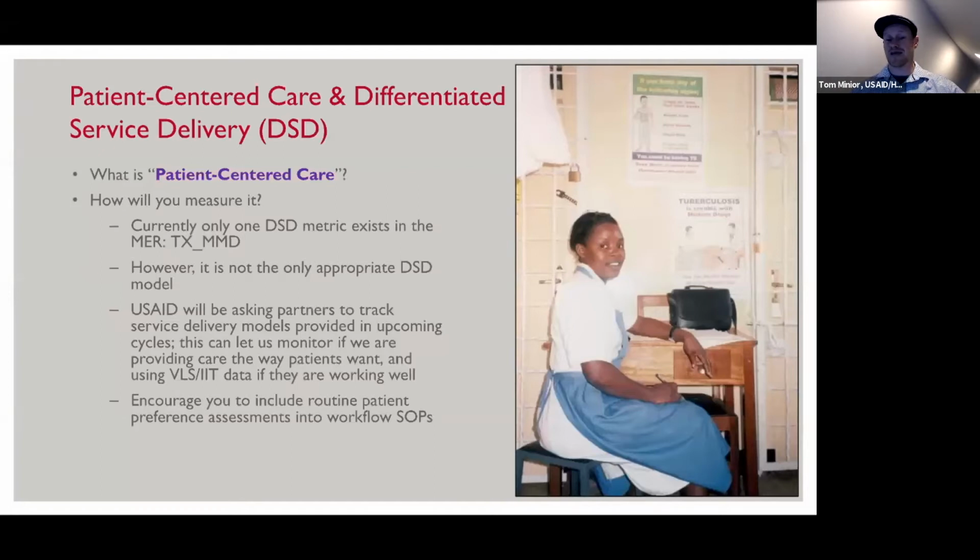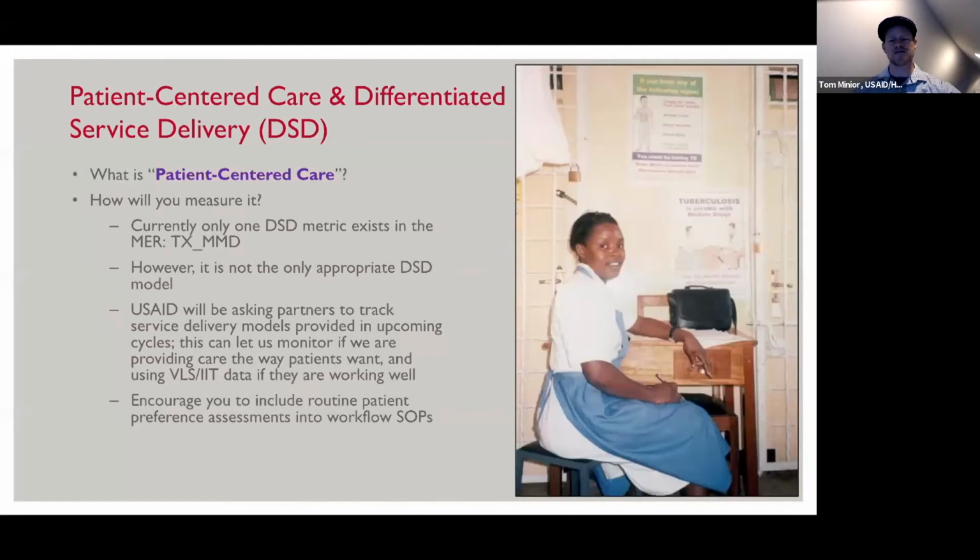So USAID in coming cycles is going to be asking a lot of our partners to actually begin to survey patient preference, build this into our standard operating procedures, where we ask our clients how they want to get their drugs, in what quantities. Some people want MMD, some people may not. Do they want to pick it up at the facility? Are private sector pharmacy points a more convenient location? Are adherence clubs something that you might need?